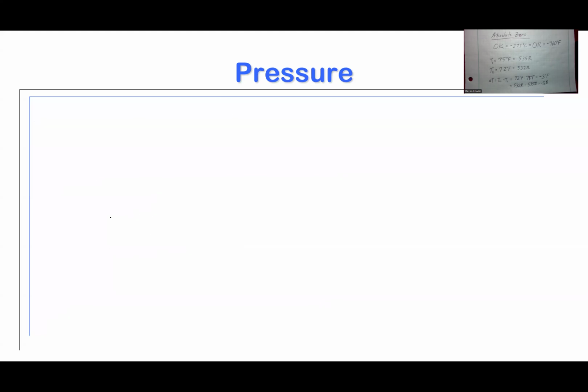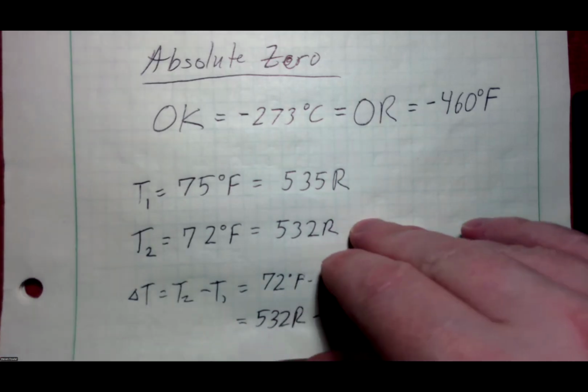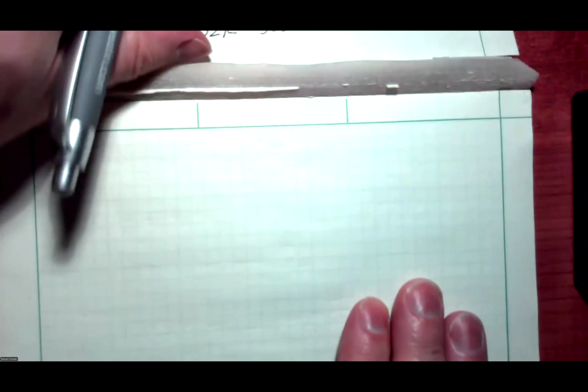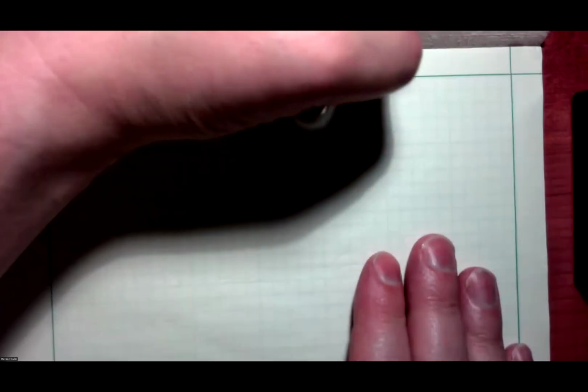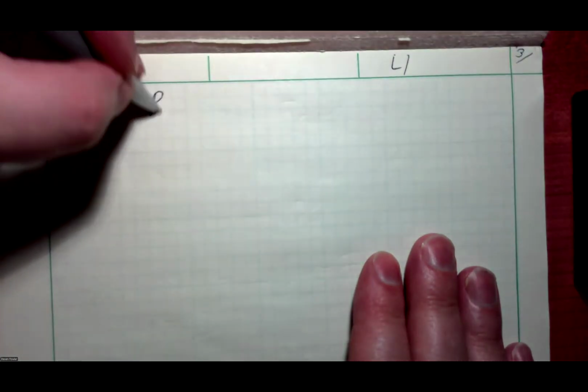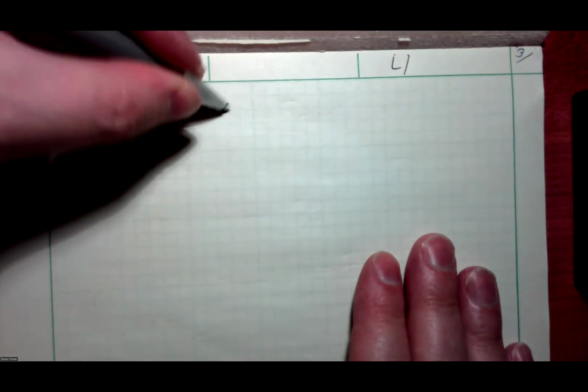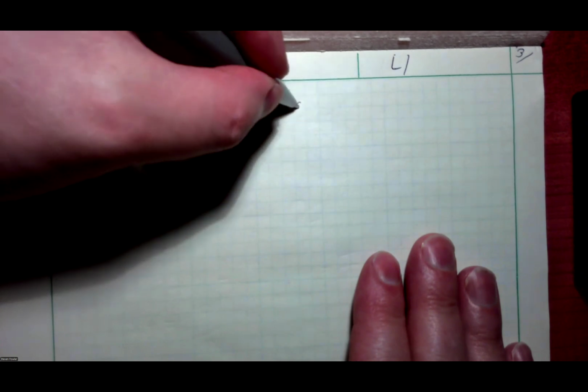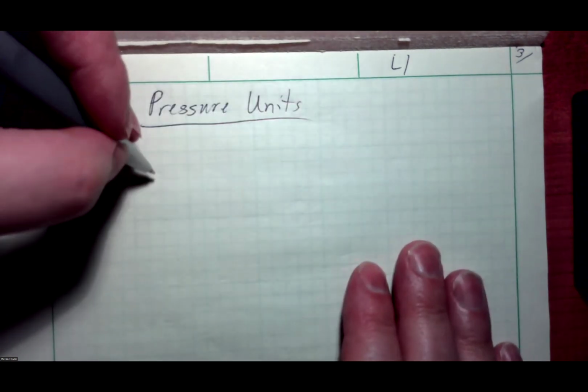Units of pressure, right? I think that's what I'm doing here. Units of pressure, which I'm going to go to my document camera to do. So we talk about units of pressure. L1, this is page 3 of something. Pressure units. Okay.